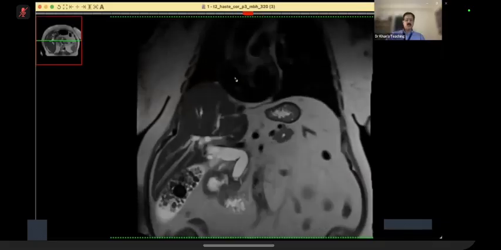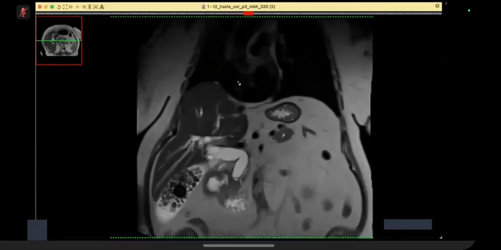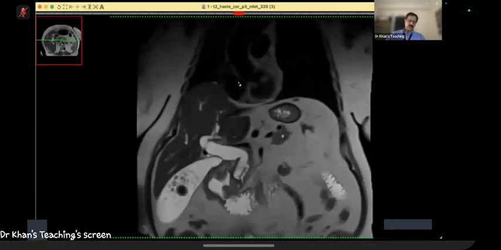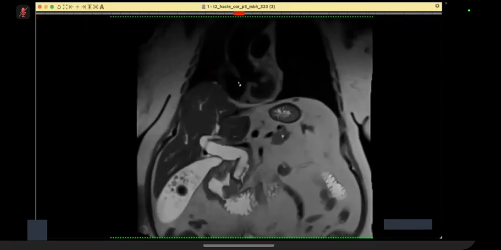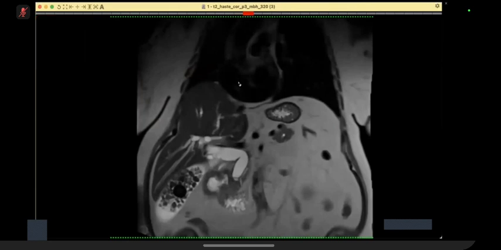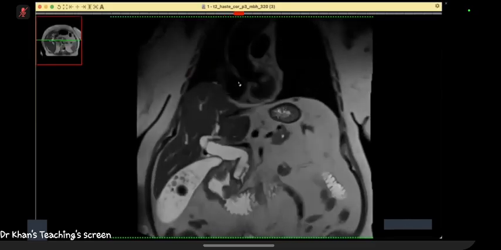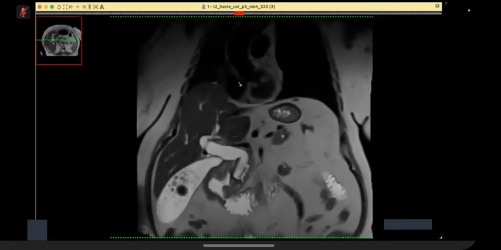Besides that, in the liver, I don't see any focal lesions, any cholangitic abscesses, or any other focal lesion. Okay, what would you like to do next? I'd like to see the diffusion weighted images if they are available. They are not available. Okay, then contrast, if available. Not available.